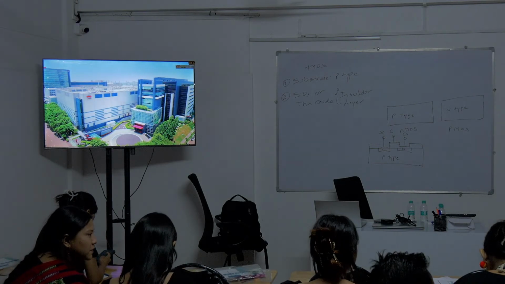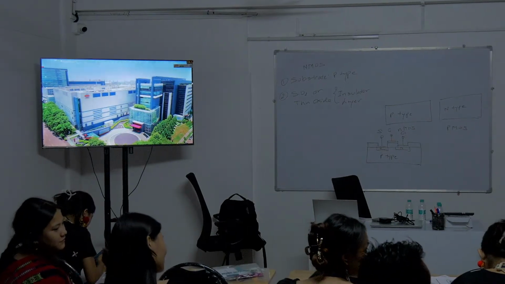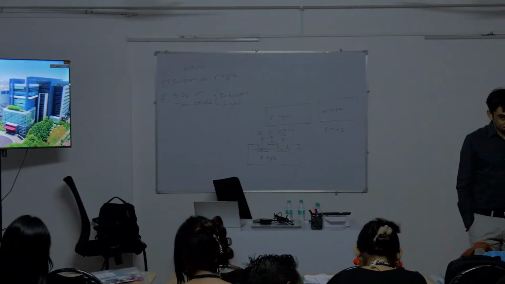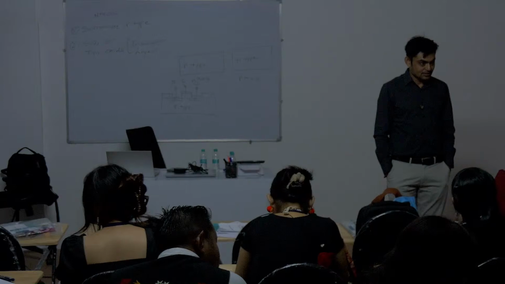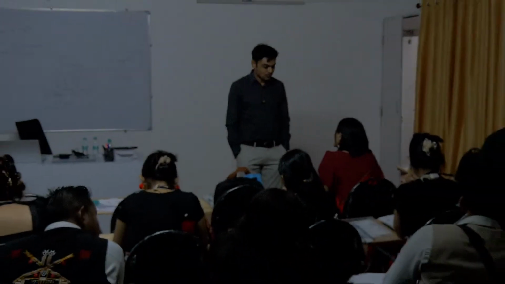So we are going to show you one practical today, where when we change this switch from 1 to 0, the LED will glow, on or off.